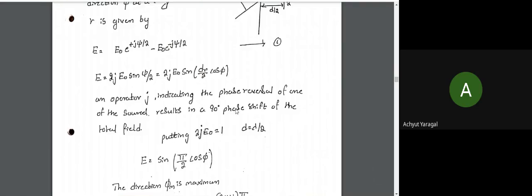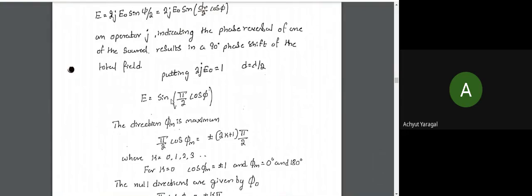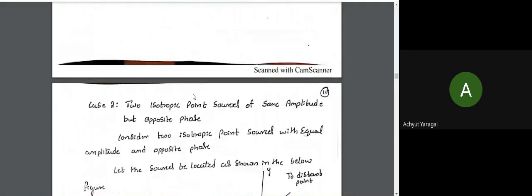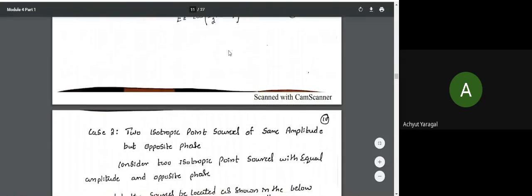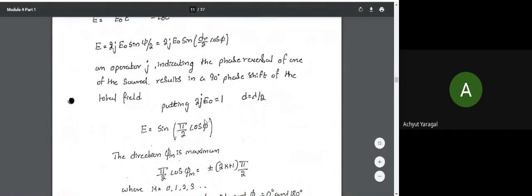Now, if I want to do the normalization, you need to put the magnitude term equal to 1. The distance between the two sources we can consider as lambda by 2. If I consider that, I get the equation E equal to sine of pi by 2 cos phi. In the previous case we got E equal to cos of pi by 2 cos phi. Here E is equal to sine of pi by 2 cos phi.